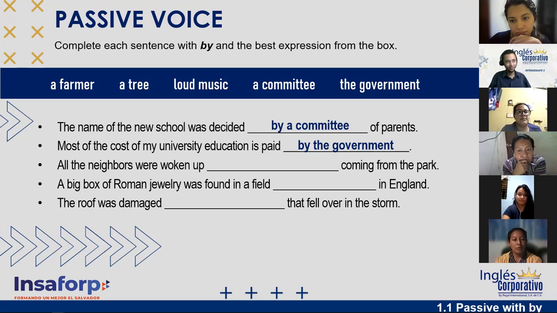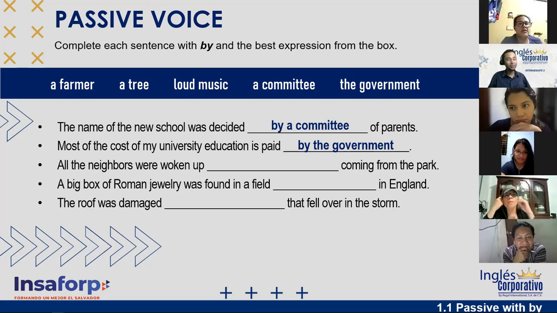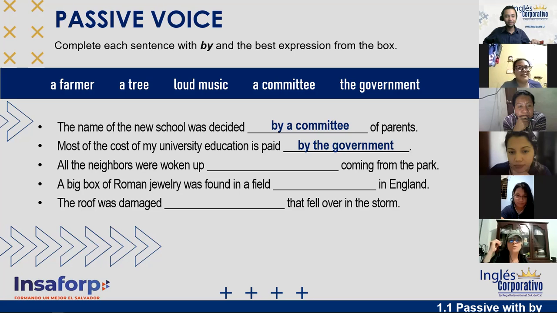Don't be shy. No tengan miedo al éxito. Morena was telling us the answer. Okay, the whole sentence, Morena, please. All the neighbors were woken up by loud music coming from the park. Thank you, Morena. Very good.